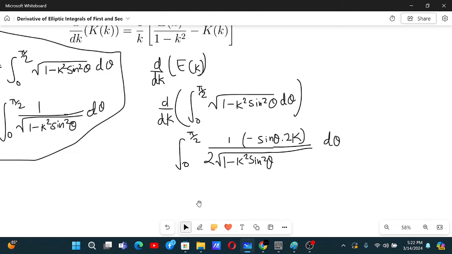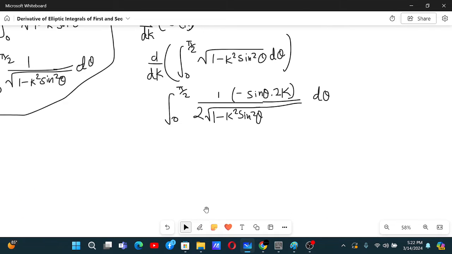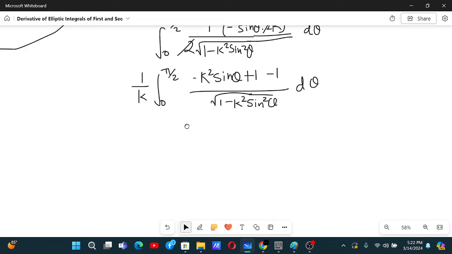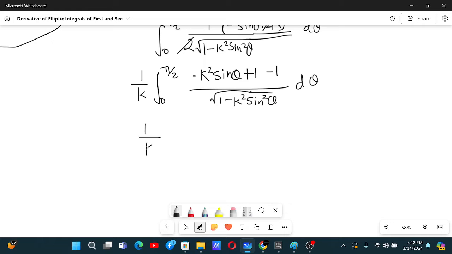And now what do we do? So now we basically cancel the 2's and take 1 by k common, so that we can replicate the minus k square sine square theta plus 1. We will try to replicate this and now subtract 1. And there's a reason for this, because there will be a cancellation from the denominator if we do that. You might probably notice that now there's a cancellation, and that simplifies the work.